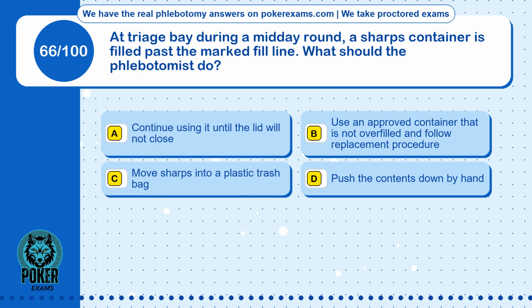Question 66. At triage bay during a midday round, a sharps container is filled past the marked fill line. What should the phlebotomist do? Option A. Continue using it until the lid will not close. Option B. Use an approved container that is not overfilled and follow replacement procedure. Option C. Move sharps into a plastic trash bag. Option D. Push the contents down by hand.